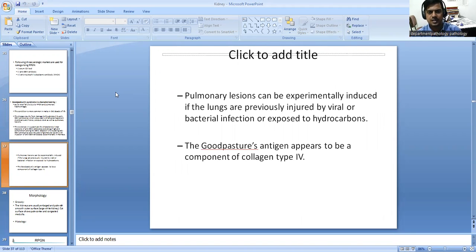Pulmonary lesions can be experimentally induced if the lungs are previously injured by viral or bacterial infections or if exposed to hydrocarbons. The Goodpasture antigen appears to be a component of collagen type 4.